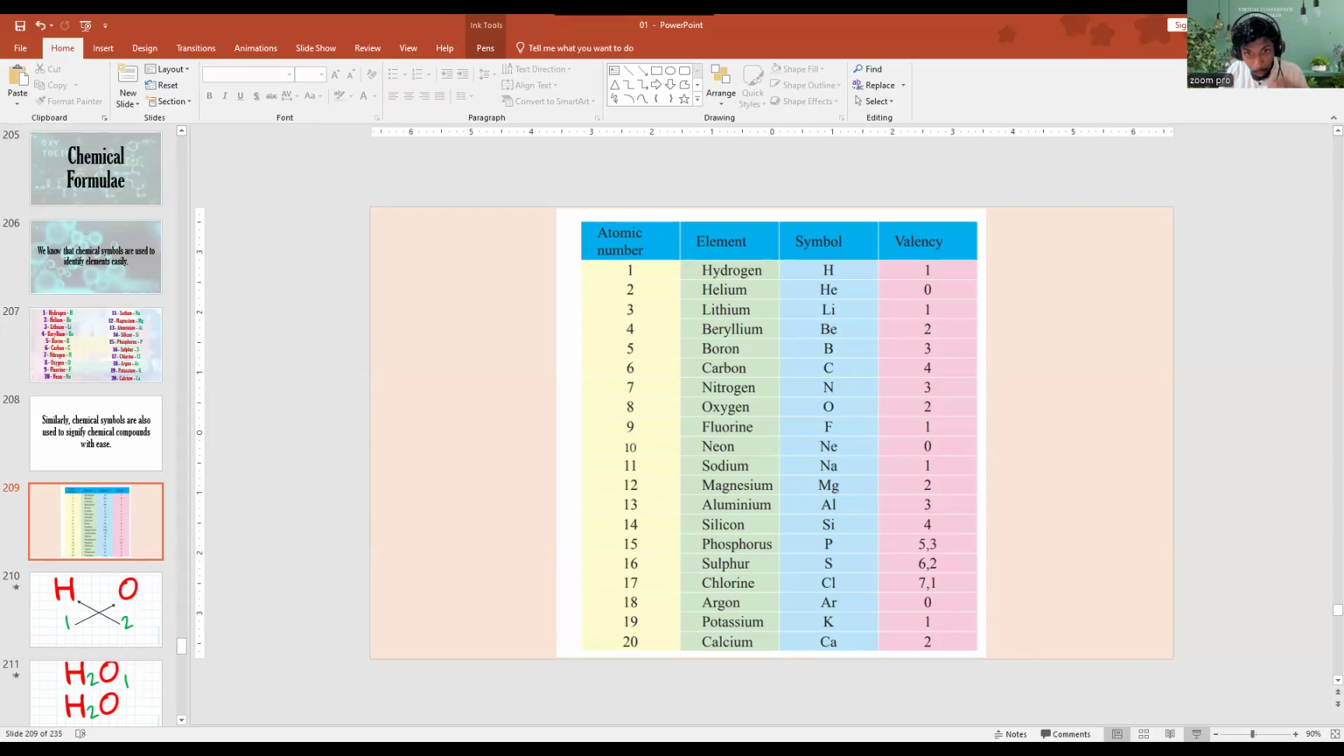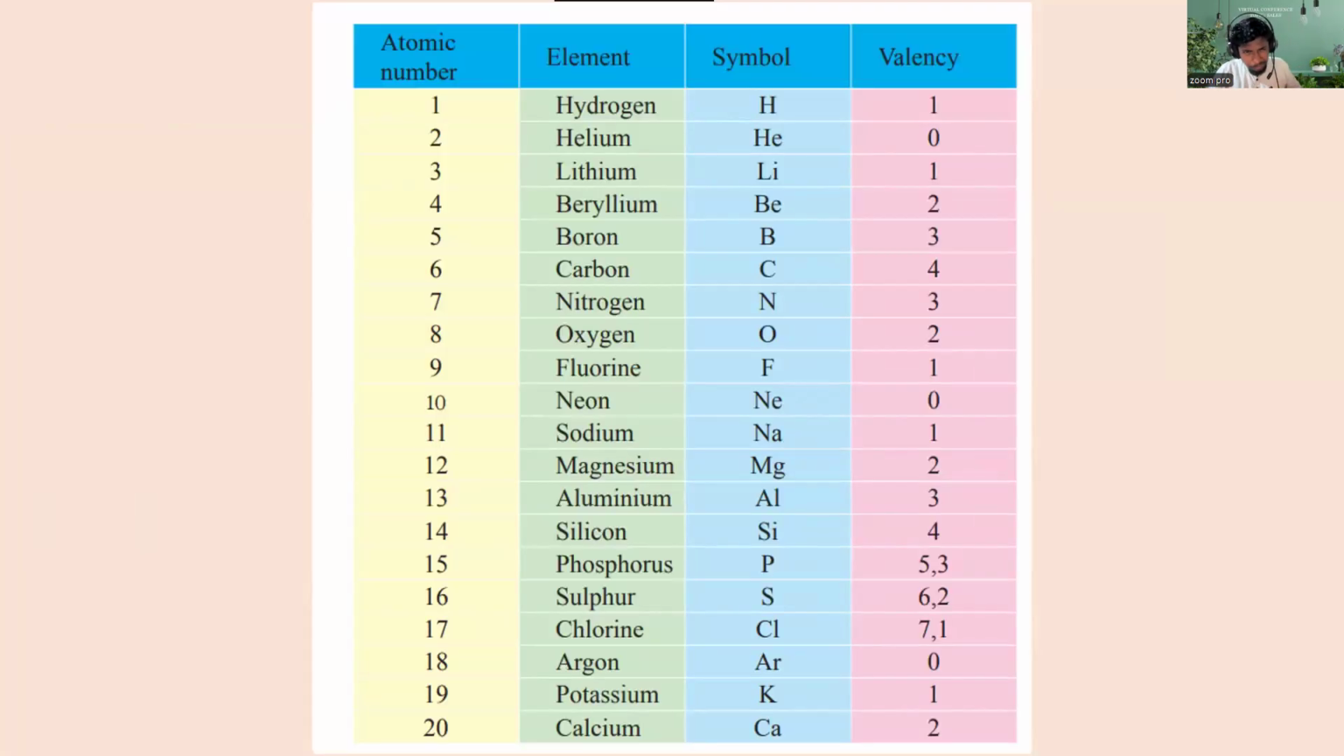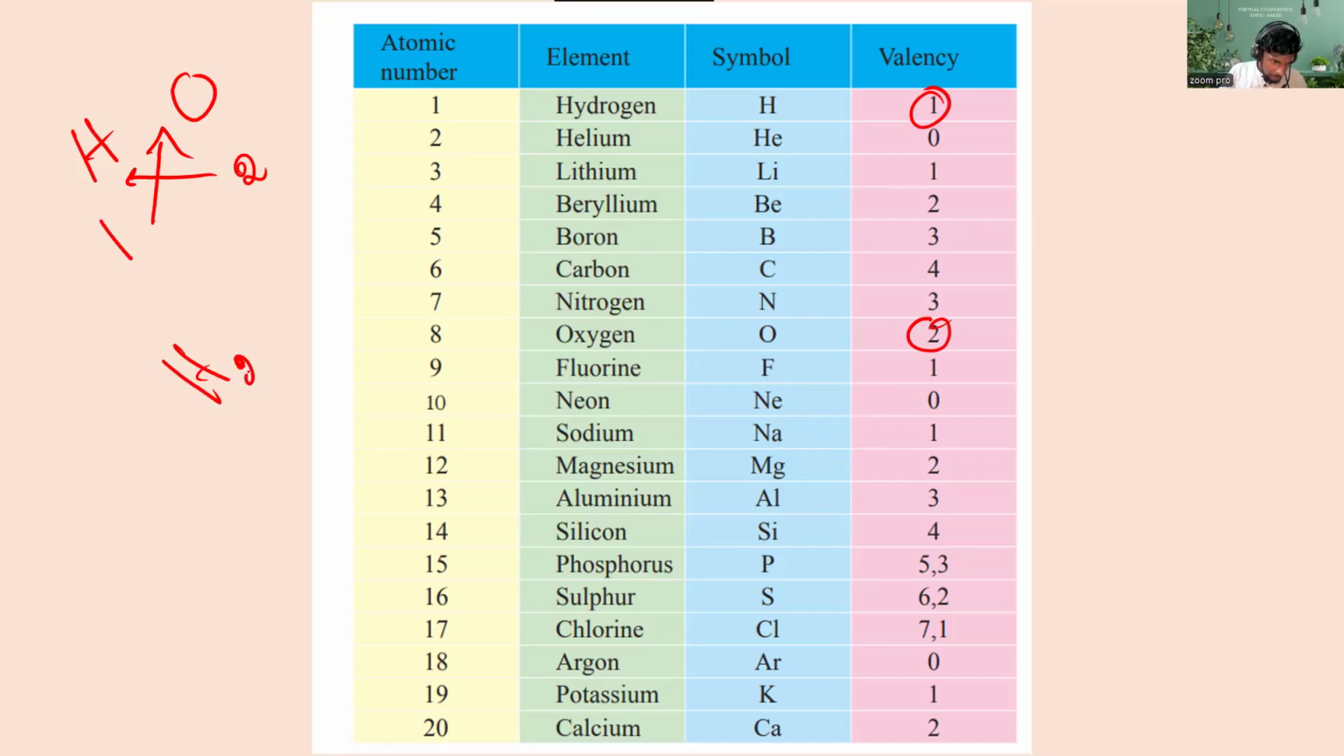Okay. Now we'll find how to find the chemical formula. Say, for example, hydrogen and oxygen are going to combine together, but you don't know the chemical formula. There is a way to find it. What is the valency of hydrogen? That is 1, so we put 1 here. What is the valency of oxygen? The valency is 2, so we put 2 here. Then we put the 2 under the hydrogen and the 1 under the oxygen. So this is the chemical formula formed when oxygen and hydrogen join together.